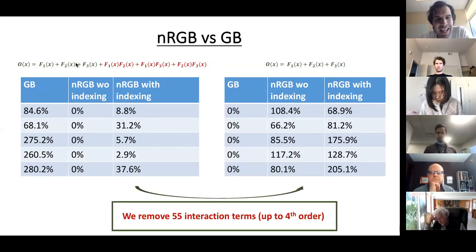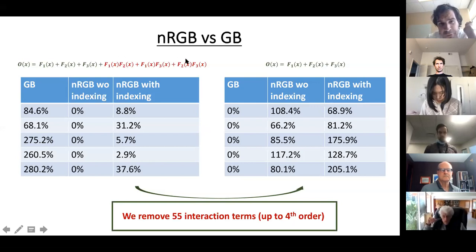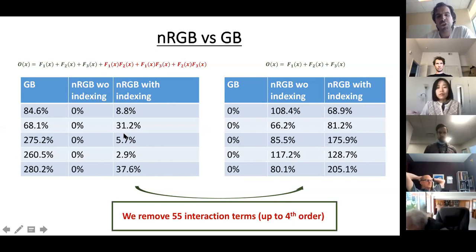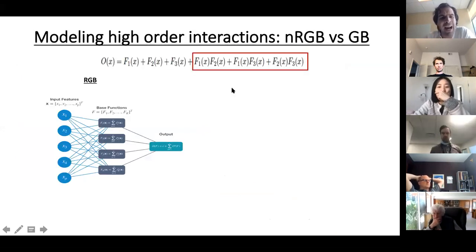Remember that when I add these interaction terms here, I'm putting a lot of high order, up to 4th order, interactions into my function, even though that is only 3 terms, because they are multiplying together. So it's true that both gradient boosting and RGB can fit these functions in general, because gradient boosting is a consistent estimator, but RGB does it way more efficiently.